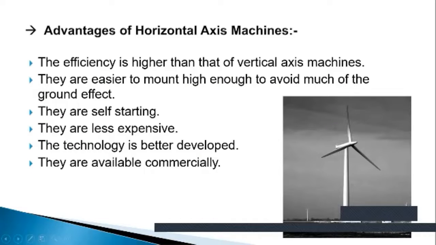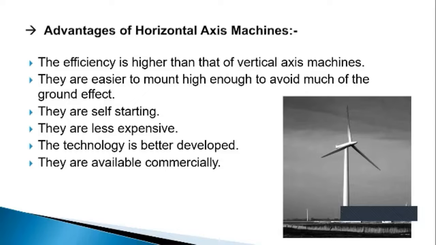Now next, the advantages of horizontal axis machines. The first advantage is that the efficiency is higher than the vertical axis windmills. Second advantage is they are easier to mount high enough to avoid much of the ground effect. In horizontal axis wind turbines, we install the generator and turbine assembly at high heights horizontally. That's why the clearance from the ground is very large, and the ground effect is avoided easily.